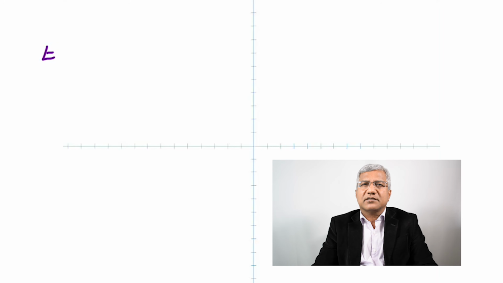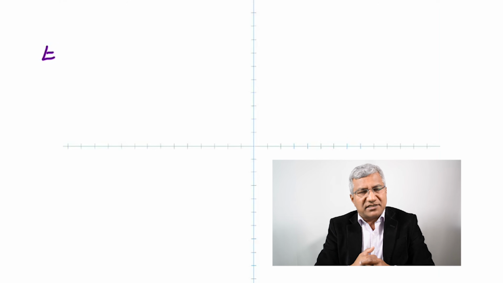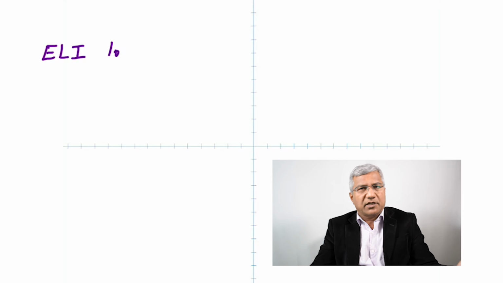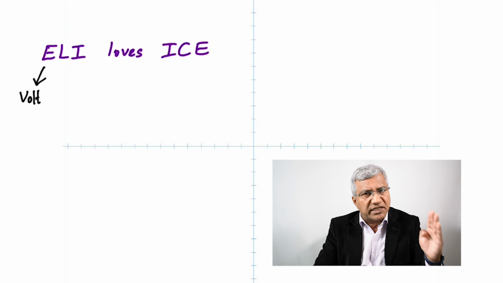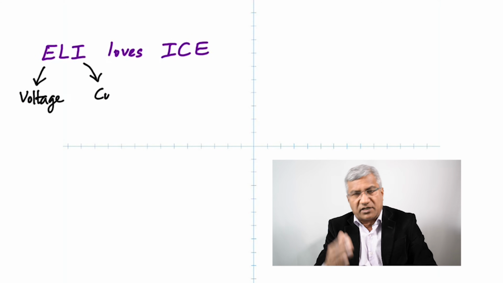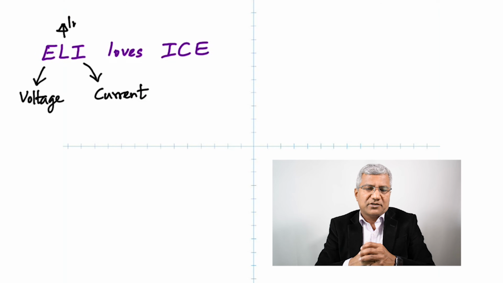But that's not the case for an inductance. For an inductance, the voltage leads the current by 90 degrees. And for a capacitance, it's the other way around. The current leads the voltage. How do you remember that? ELI loves ICE. Okay, let me break it down. ELI. E stands for EMF or voltage. Because I wrote that first, that means it leads. Voltage leads the current. In an inductor, the L stands for inductance. So that's how you remember that.